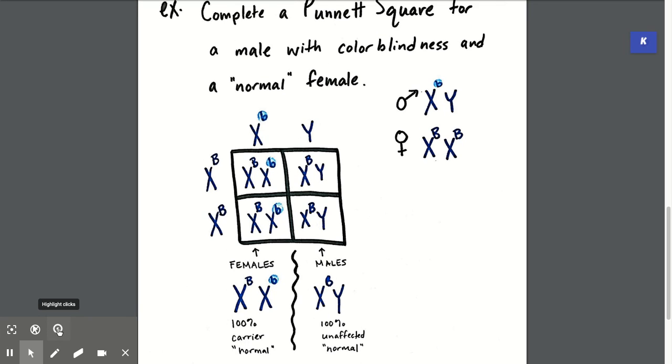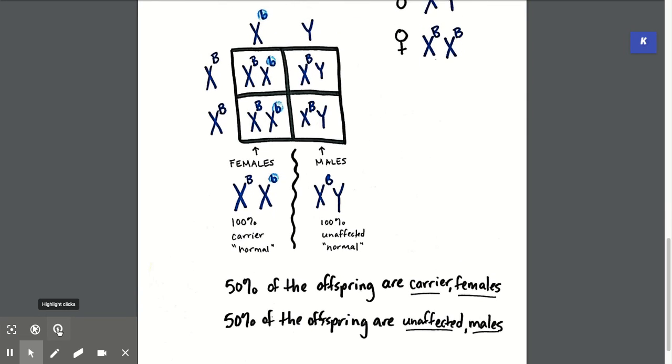Now, when we analyze X linkage Punnett square problems, it's a little bit different because we have to look at females. These individual offspring would be female. And we have to look at males. These individual offspring would be males. And in this case, both females are X with a capital B, X with a lowercase b, which means they're carriers, but they're normal. They don't show color blindness at all. And we would say 100% of the females are normal, but they are carriers.